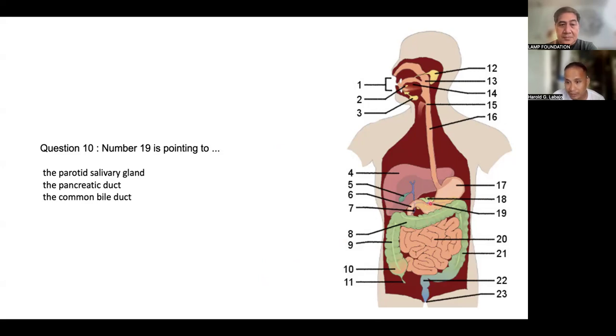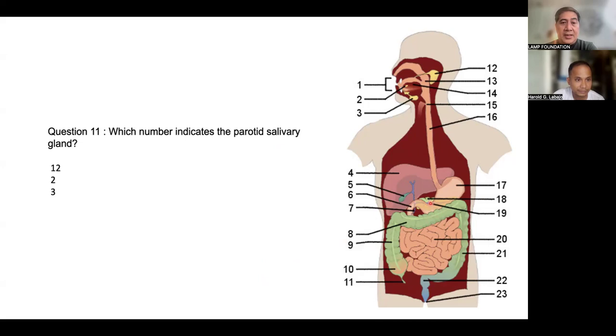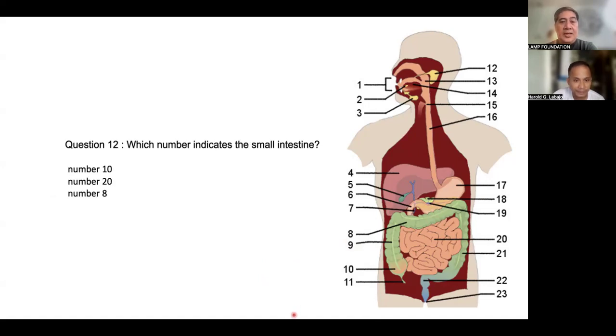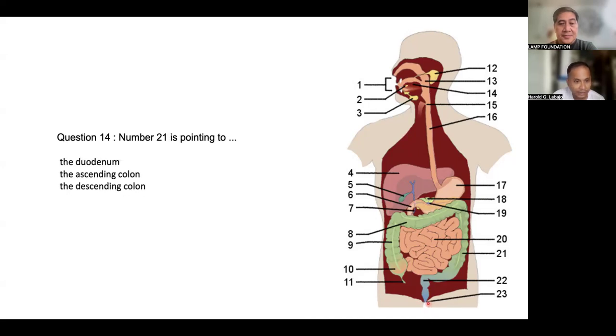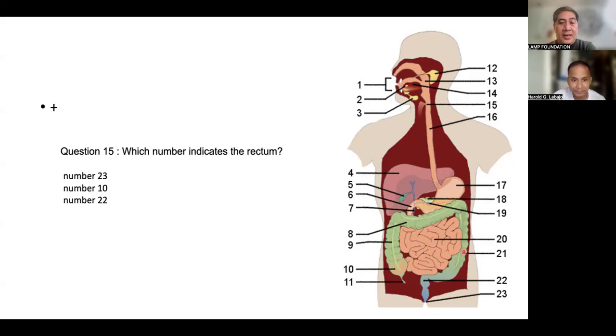Number 19 is the pancreatic duct. Which number indicates the parotid salivary gland? Parotid, number 12. Which number indicates the small intestine? Number 20. Number 23 is the anus. Number 21, the descending colon. Which number indicates the rectum? Rectum, number 22.